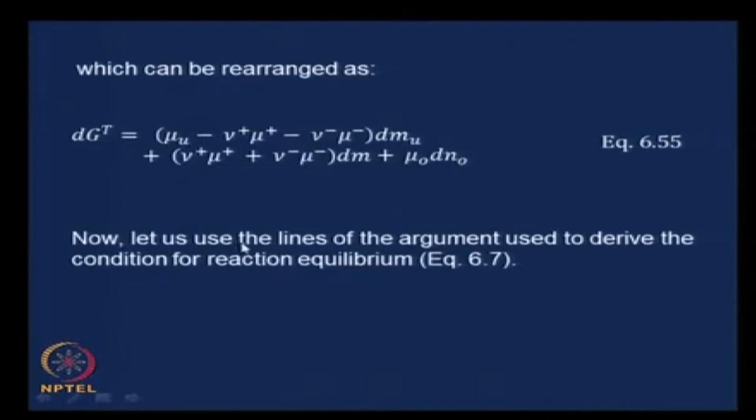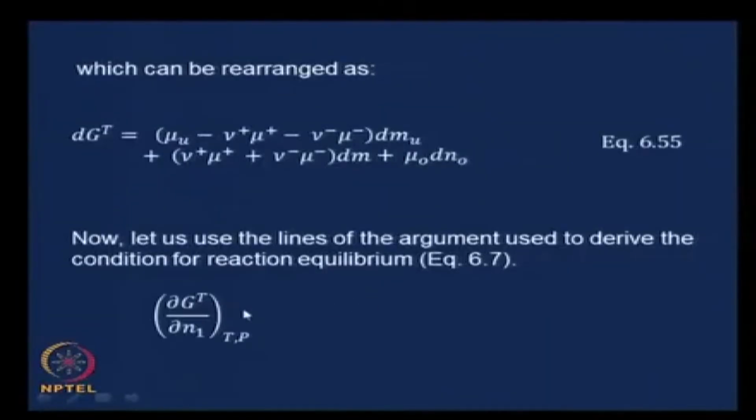equation 6-55. And now let us use the lines of argument used to derive the condition for reaction equilibrium. If you recall the lines of argument, it was that we had free energy and the free energy changes with the reaction coordinate or the number of moles, and therefore if you take the partial derivative of that with respect to the reaction coordinate under certain constant conditions, then since this is the minimum at equilibrium, the slope of this curve, the free energy versus the reaction coordinate or the number of moles, the slope of that curve would be 0.